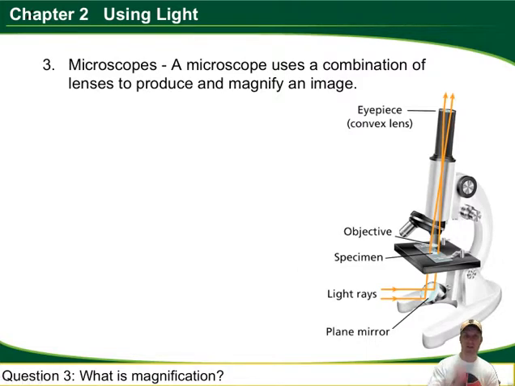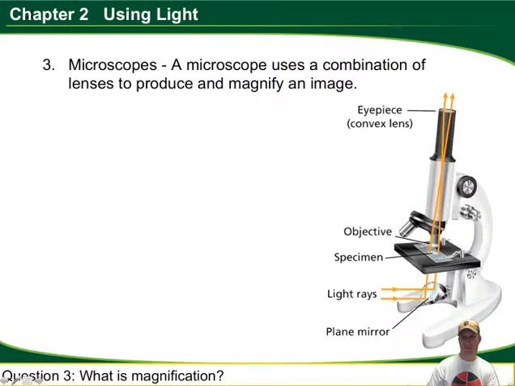The third type is the one that's most important to us, and that is going to be microscopes. A microscope is an object that uses a combination of lenses to produce and magnify an image. This object to the right, this example of a light microscope, is actually using just normal light. The ones we're using have produced light.